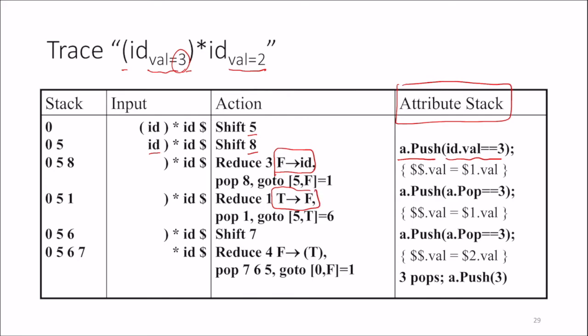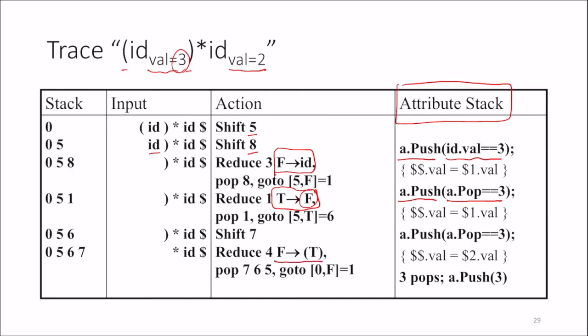It's going to do another reduce to get t. And in this case, what I would do is pop the right hand side, which in the attribute stack is the value 3, and then it just inherits it, so it pushes that value back onto the stack. So it doesn't really accomplish much. It pops the 3, pushes it back.